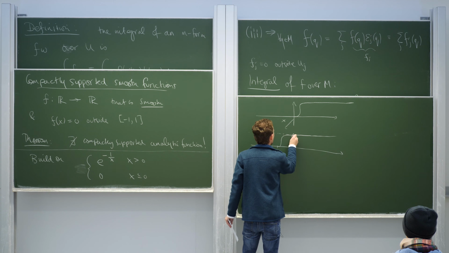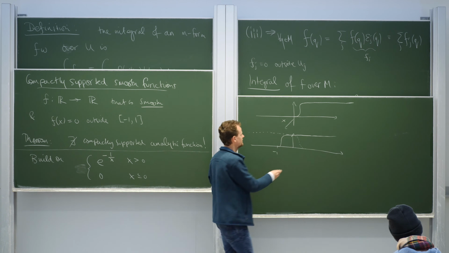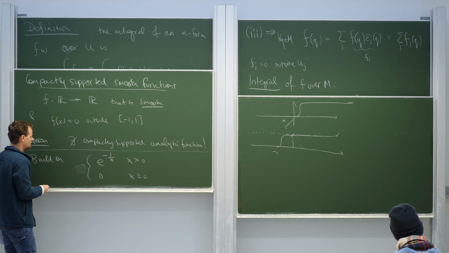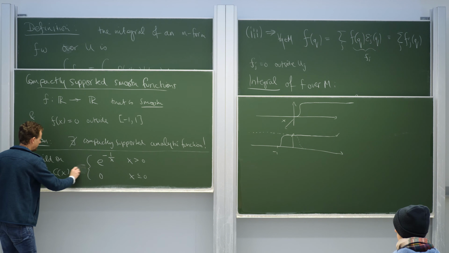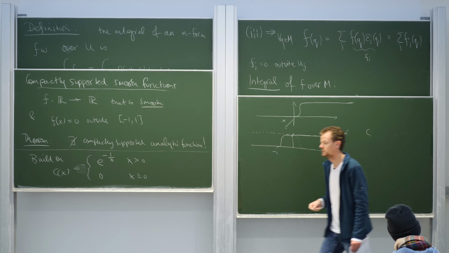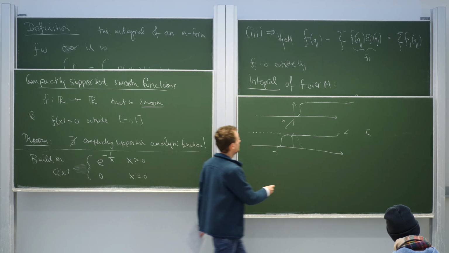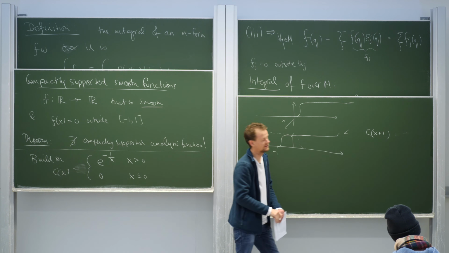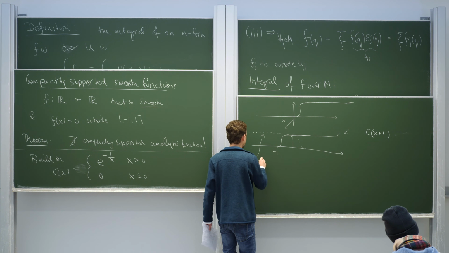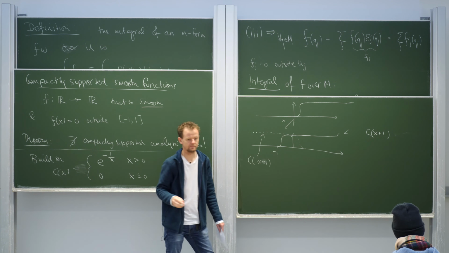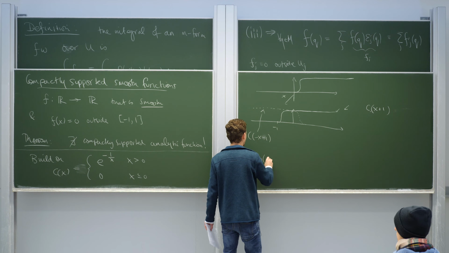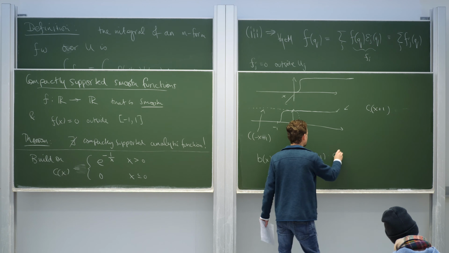And I could take the product. Like this, I could multiply two of these. So this function here, what did I call it? I didn't give it a name. Let's call it c. That function there is c of x plus 1. When x is minus 1, the argument's 0, so that's this one there. And this dotted function here is c of the reflection, minus x minus 1. If you take the product, you could define a function b of x to be c of minus x minus 1 times c of x plus 1.